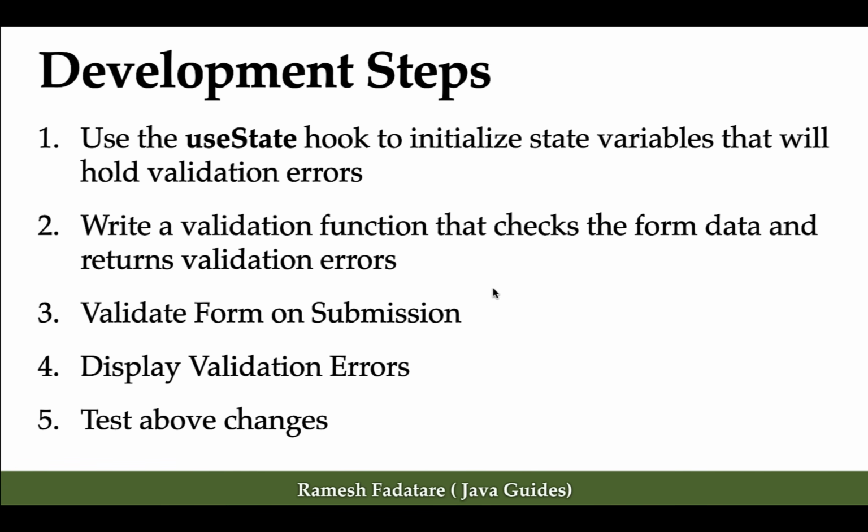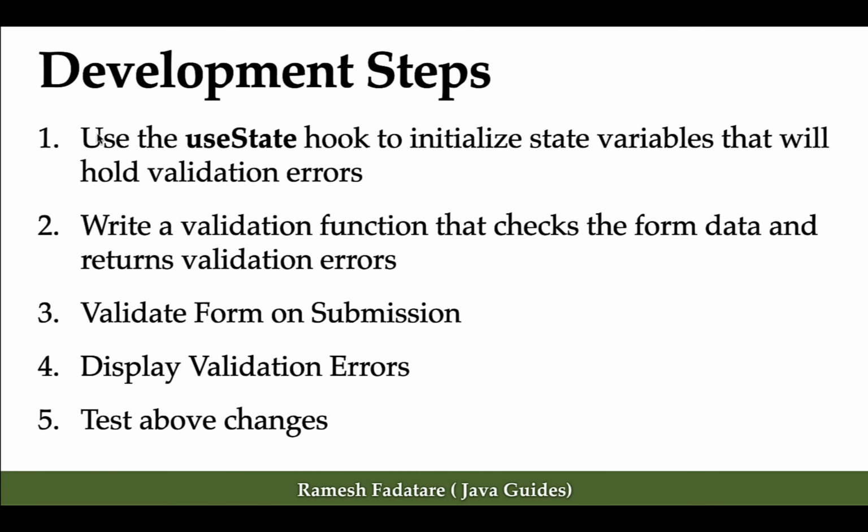Next, let us take a look at the development steps. First, we use the useState hook to initialize the state variables that will hold the validation errors. Next, we will write the validation function that checks the form data and returns validation errors. Next, we will validate the form on submission. Next, we'll display the validation errors, and finally we're going to test all these changes. Alright, so very simple steps.